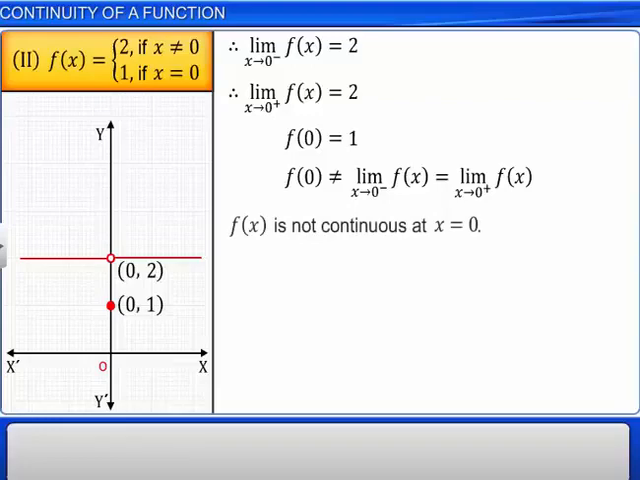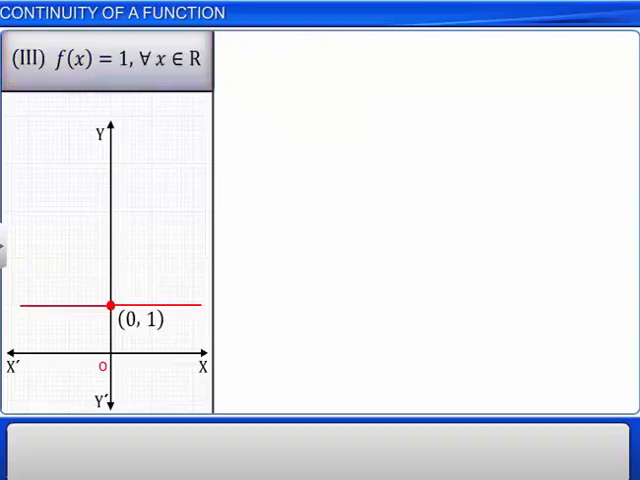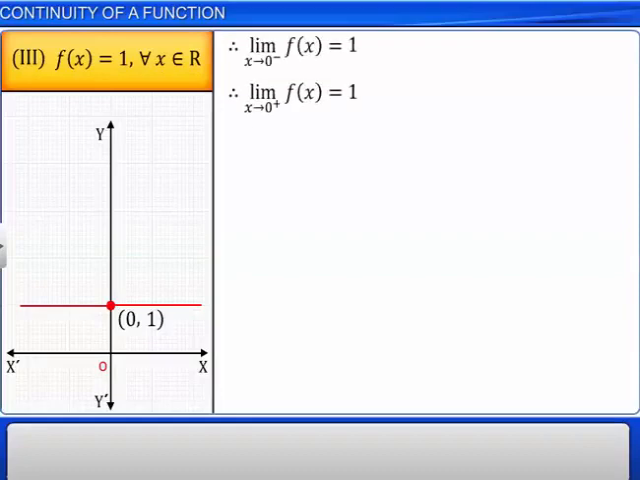Now observe the third graph. In this graph, the left-hand limit, the right-hand limit, and the value of the function at x equal to 0 are all equal to 1. Hence we can say that function f is a continuous function at the point 0.